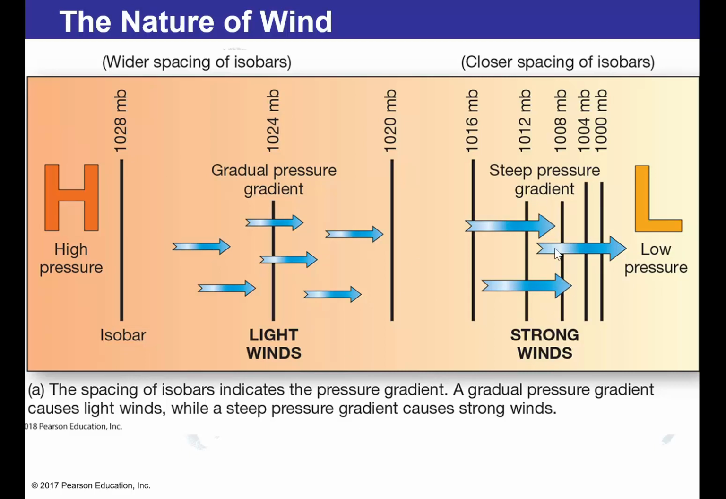And so with a steep pressure gradient, it means that the air is going to be moving faster over this area. So where our isobars are separated far apart, air will be moving slowly, we'll be experiencing light winds, and where we have that steeper pressure gradient, that means that we're going to have strong winds. So high pressure to low pressure.